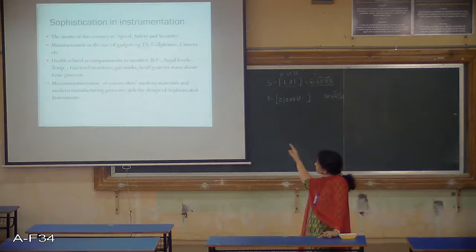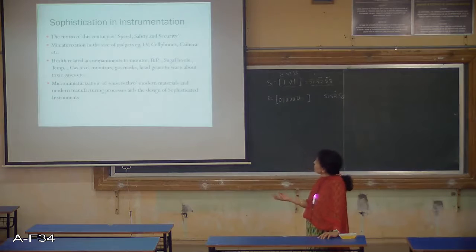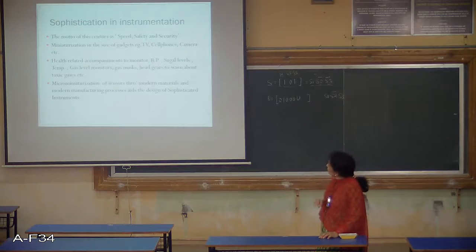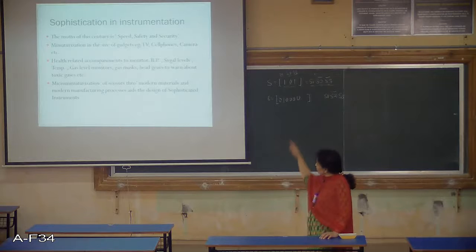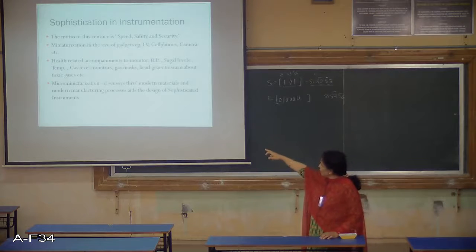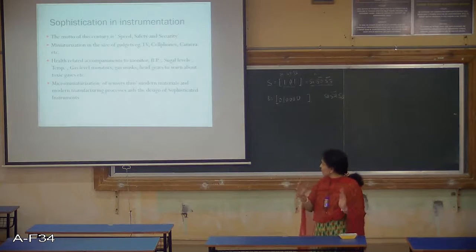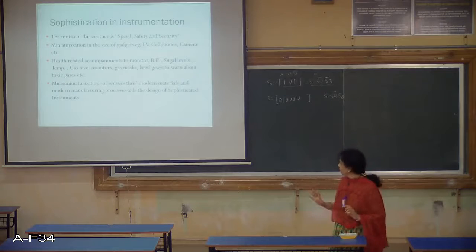So all these things are possible only with micro miniaturization. This in turn is possible with the development in our VLSI technology plus nanotechnology. Now micro miniaturization of sensors through modern materials and modern manufacturing processes aids the design of sophisticated instruments. So the summary of this is, with the help of this kind of advanced technology, especially nanotechnology, we are able to develop sophisticated small size miniature equipment to help the people.